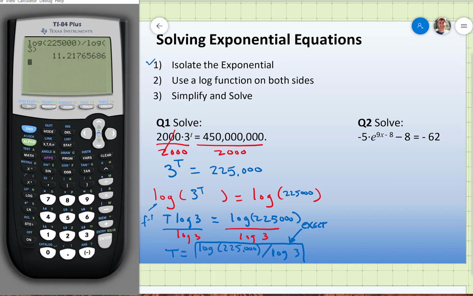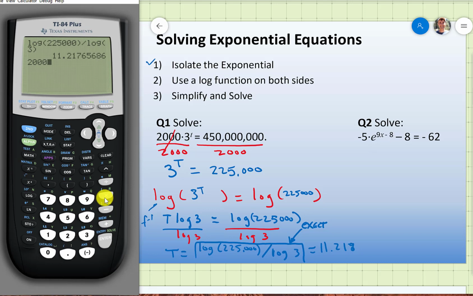All right, you can see I put it in the calculator over here on the left, and I got about 11.218. Let's say we had doubts. Did we do our algebra right? Well, we can plug in that solution and see if it checks.